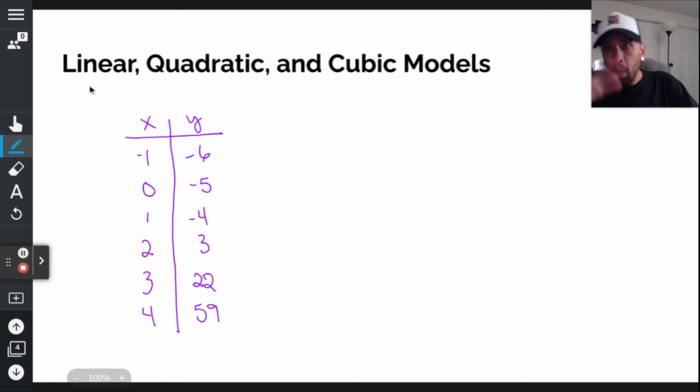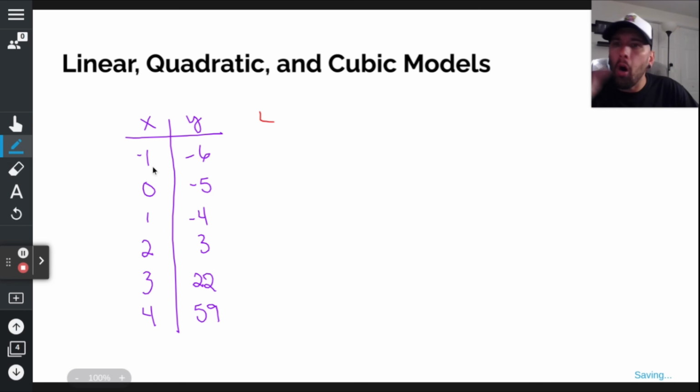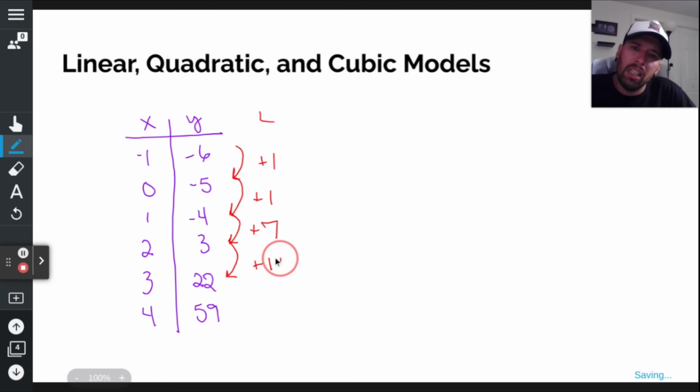So we're thinking, is it linear, is it quadratic, or is it cubic? Let's do the rules. If it's linear, all of these go up by the same number, consecutive equal length input value intervals. Well, to go from -6 to -5, I add 1. To go from -5 to -4, I add 1. To go from -4 to 3, I add 7. To go from 3 to 22, I add 19. And to go from 22 to 59, I add 37. Definitely not linear.